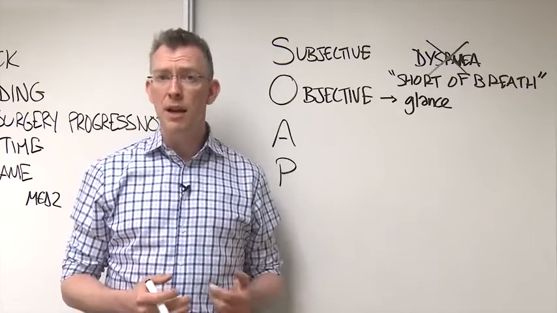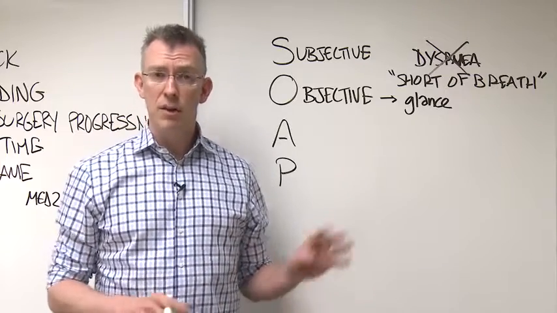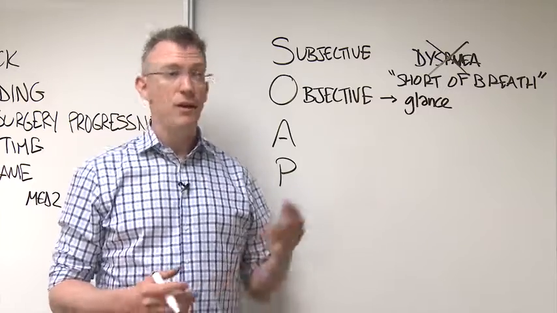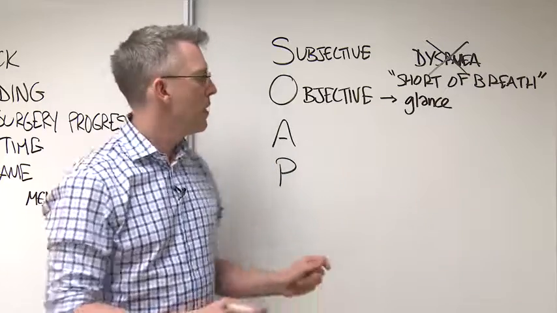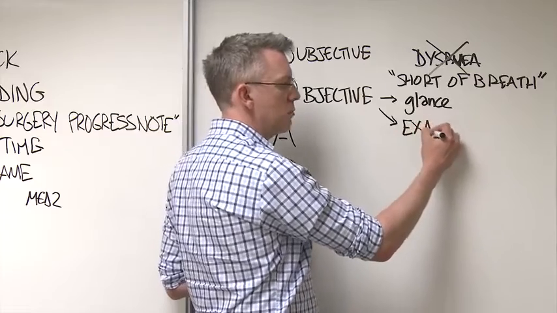Or maybe they're quite ill and they're gasping for breath and leaning forward and looking quite scared. Then you might say distressed-looking child, leaning forward, struggling to breathe. So those two descriptor glance sentences are very different. You'll also put in objective, things that you find. This is where your examination will go.